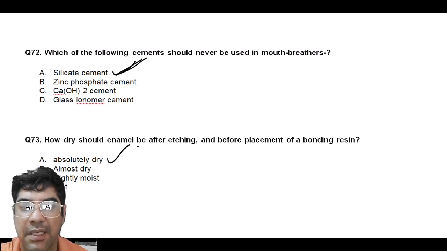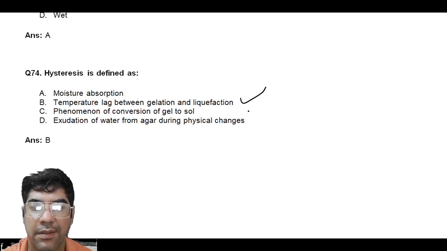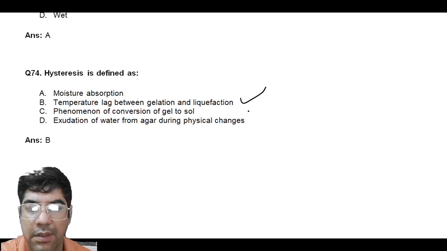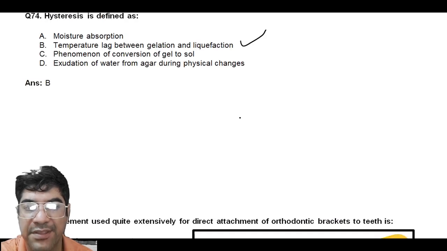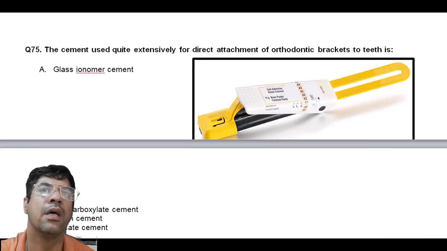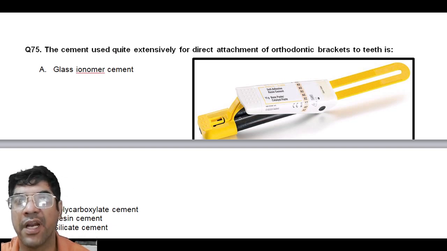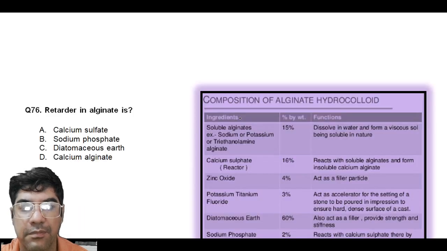Hysteresis is the temperature lag between gelation and liquefaction. The transition from gel to sol state occurs at a different temperature compared to the transition from sol to gel. So the answer is B. The cement that is used extensively for direct attachment of orthodontic brackets is the resin cement.